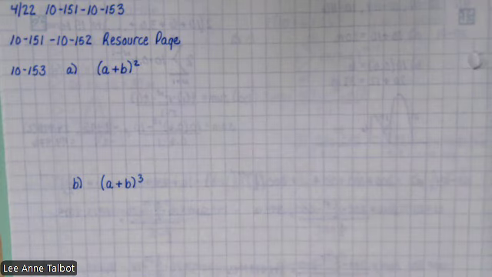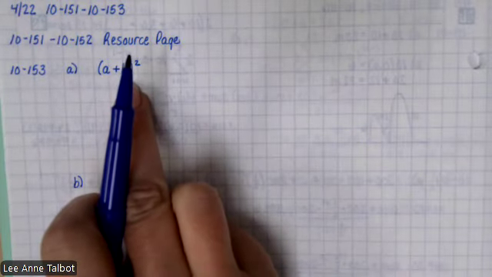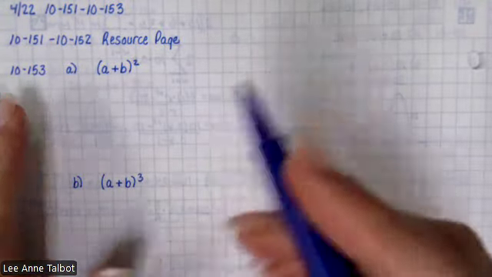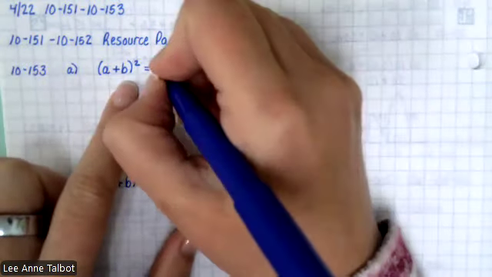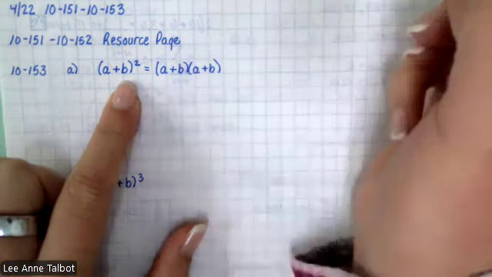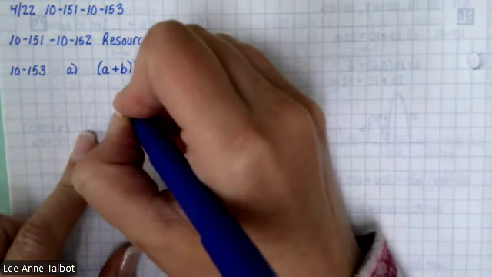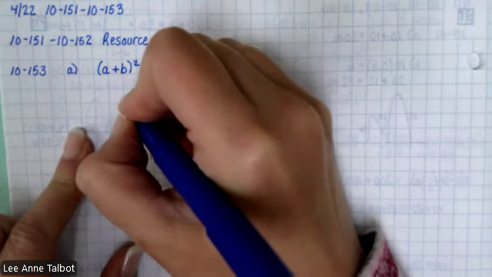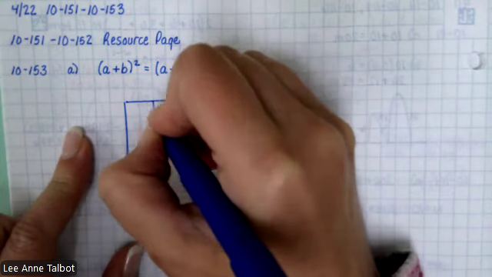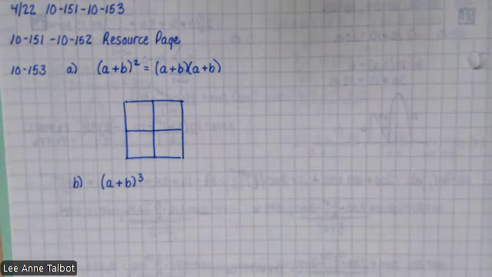Okay, so for number 153, we're going to expand this with the box. And what we're going to do is I'm going to show you how this relates to Pascal's triangle. So the first thing I want you to do is recognize that a plus b squared is a plus b, a plus b. And that is a 2 by 2 box. So make yourself a 2 by 2.